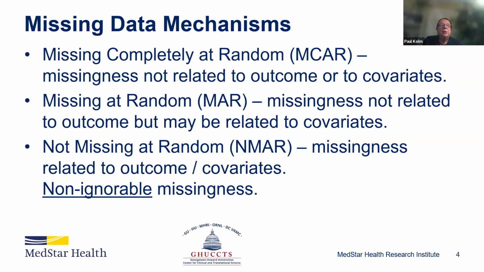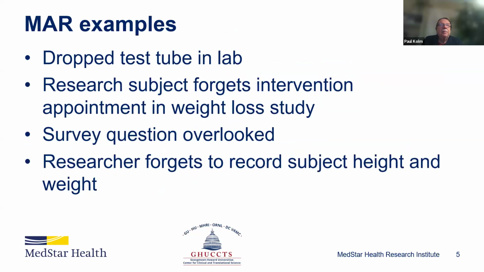That means that the missingness is related to the outcome. It can also be related to the covariates, but primarily this is the outcome, or that the missingness mechanism is related to the outcome. So let me give some examples here. So missing at random might be if, say, in the lab you have lab values that you want to analyze, and someone drops a test tube in the lab, that it wouldn't be related to the outcome that you're looking at.